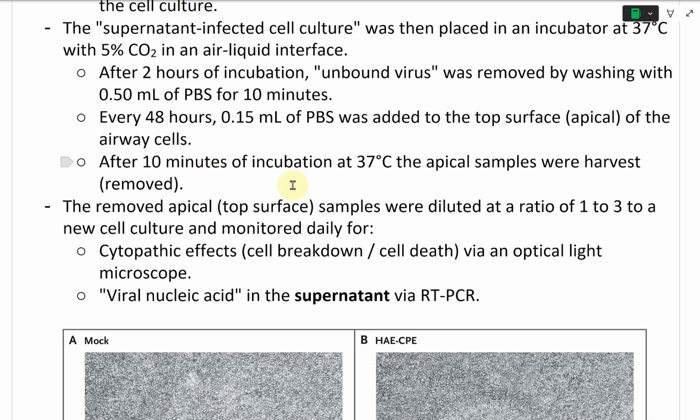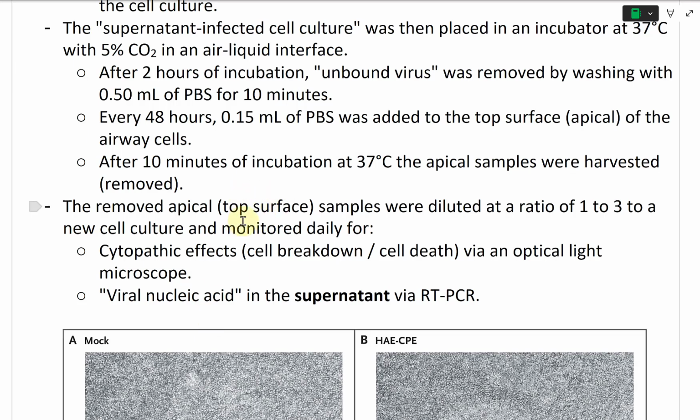And then after 10 minutes of incubation at 37 degrees Celsius, the apical samples, or the top surface samples, were harvested, i.e. removed. So you remove them after 10 minutes.